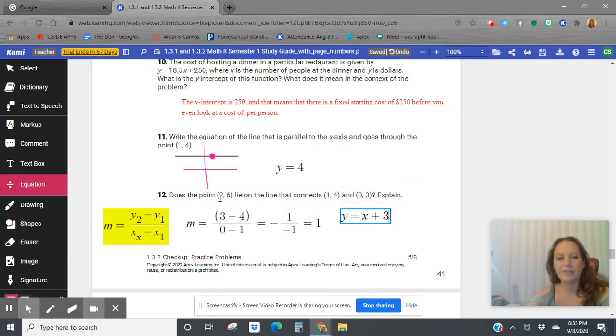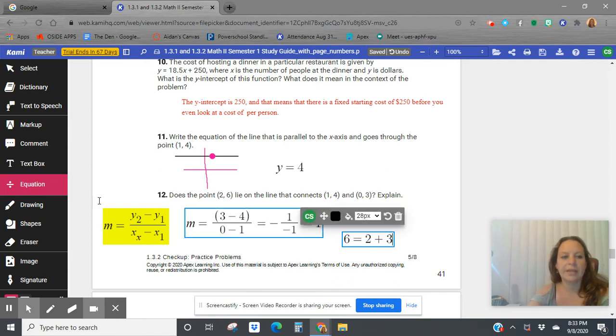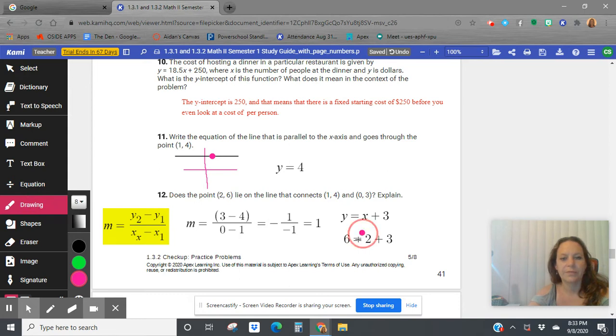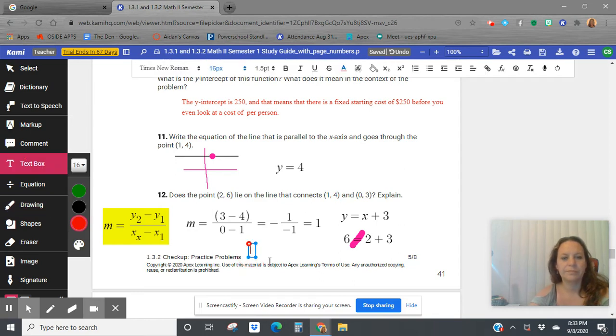Now they're asking if (2, 6) is on that line. So 6 is my y, and 2 plus 3. Does 2 plus 3 equal 6? Nope. So does this point lie on this line? No. (2, 6) is not on this line.